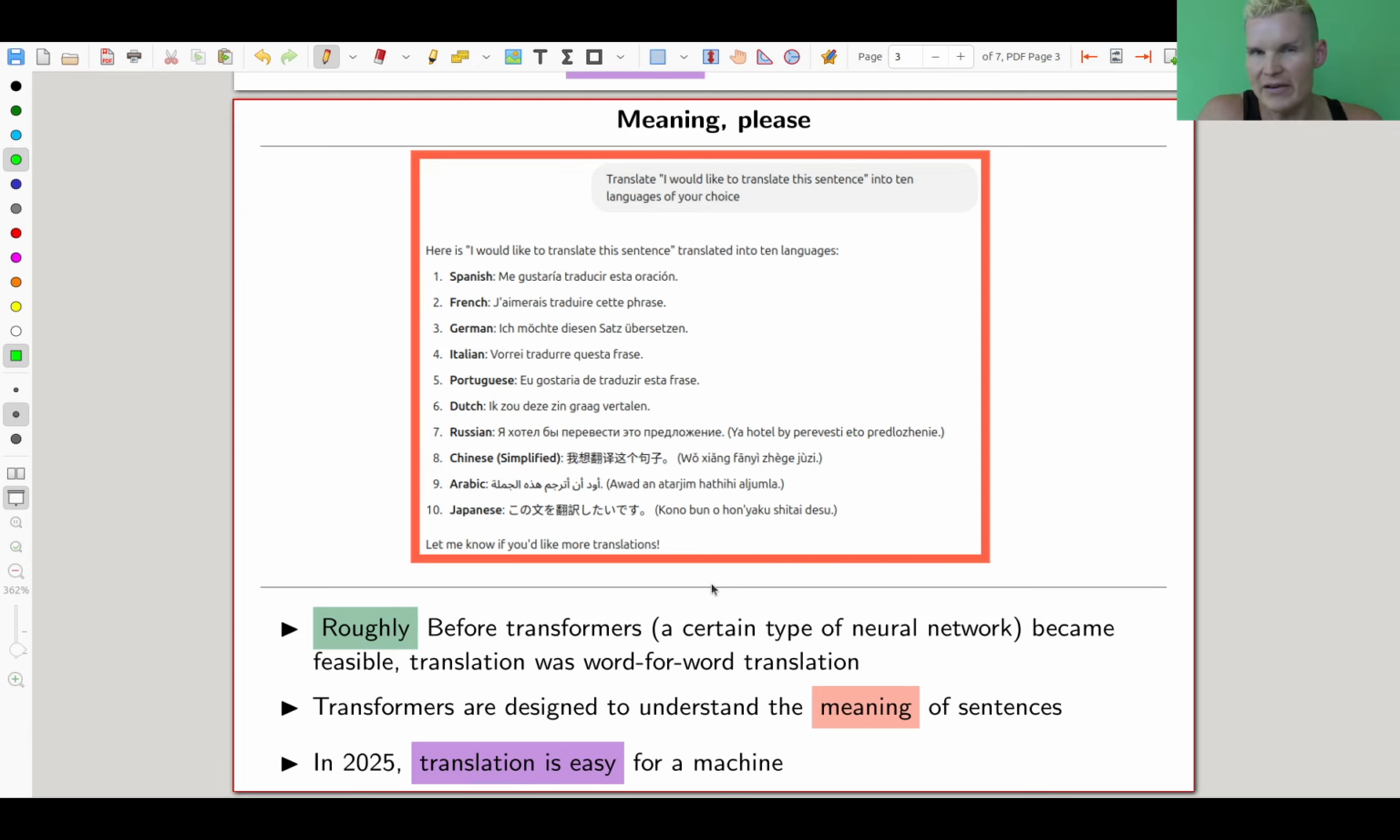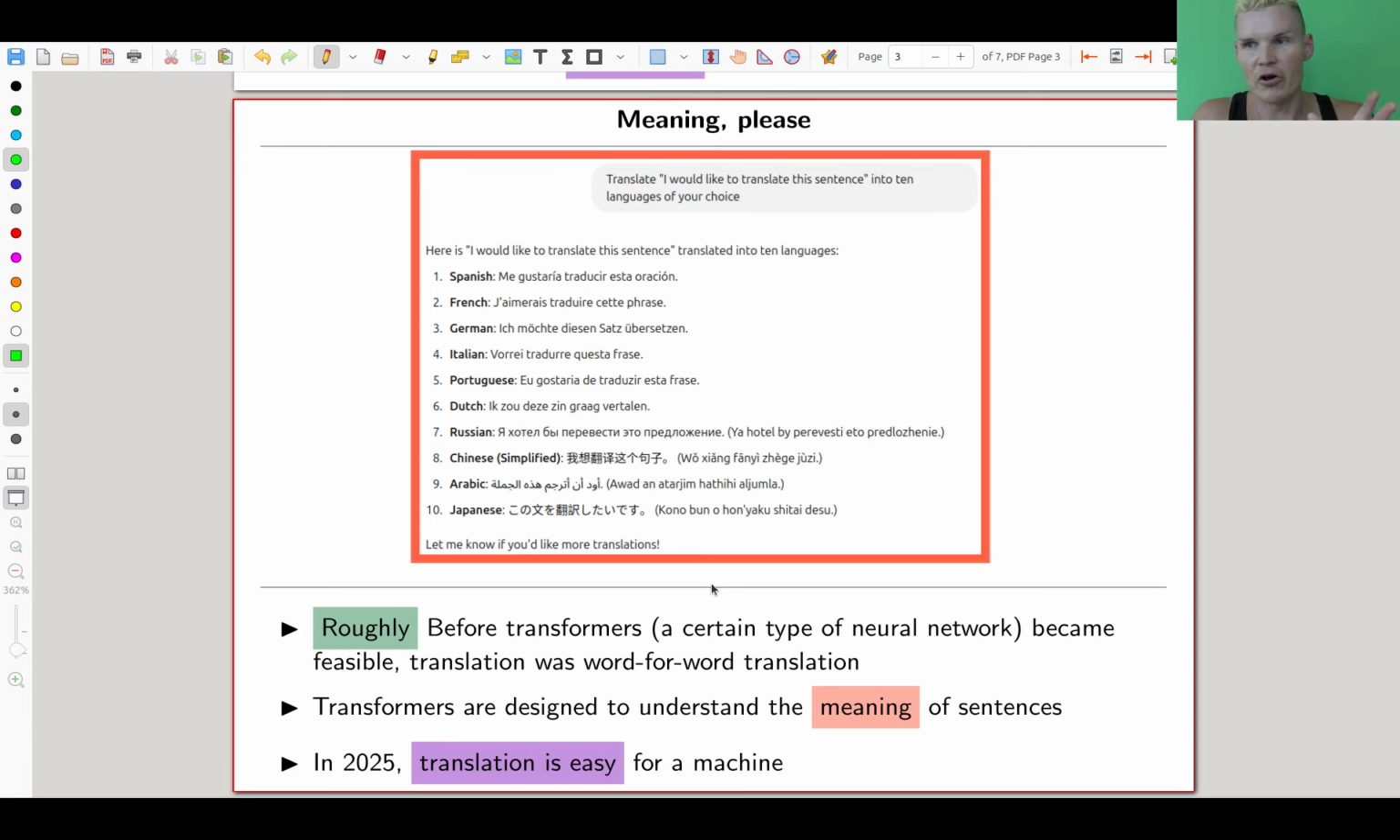From English to Mandarin will be a bit more difficult, because they have a very different grammar and a very different way of writing things. But it's still pretty straightforward. And this breakthrough, I would like to say, came from those transformers, which were essentially built to understand the meaning of a sentence, right?